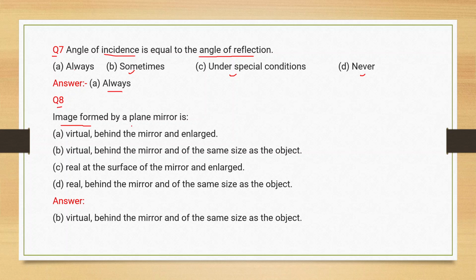Image formed by a plane mirror is, options are virtual, behind the mirror and enlarged. This is wrong. Enlarged image आपको नजर नहीं आता है. Virtual, behind the mirror and of the same size as the object. This is our correct answer. Okay. If you see the another option, real, no. Image is not real from plane mirror. In the same way, D के अंदर भी real आ रहा है. This is not correct answer.